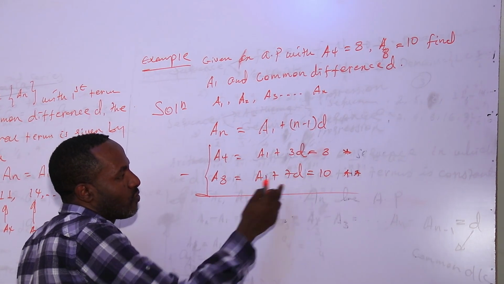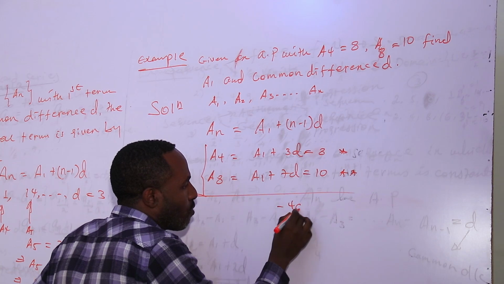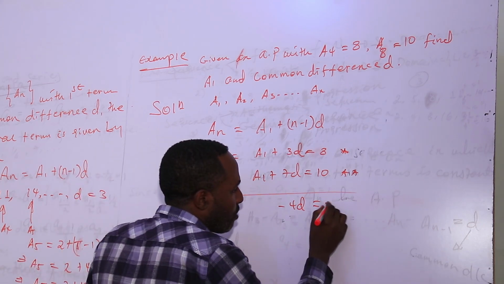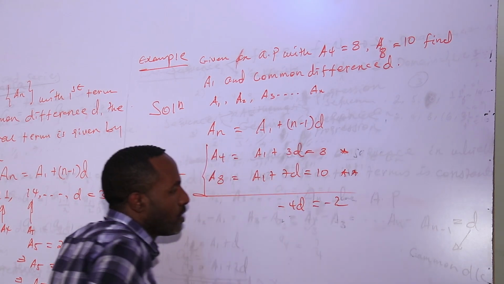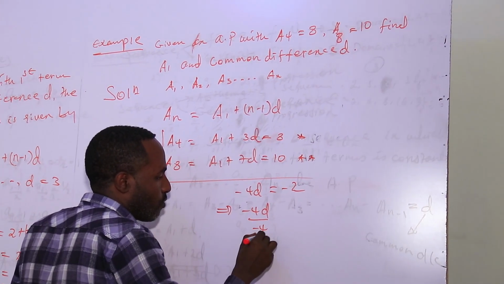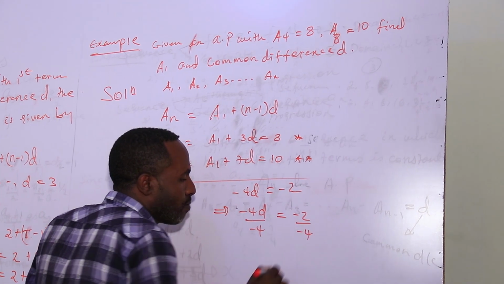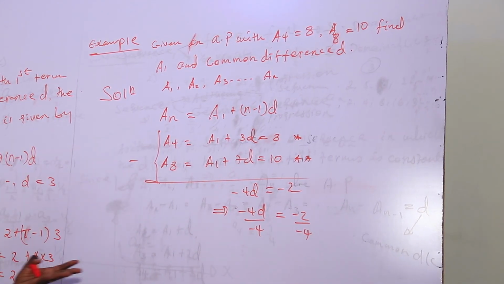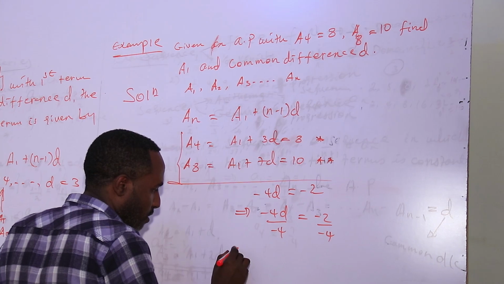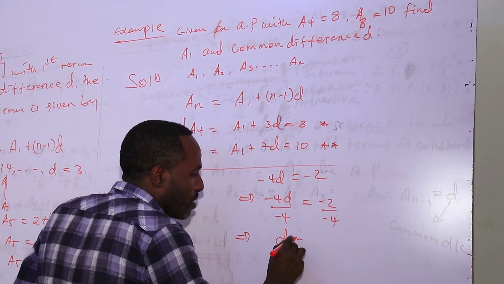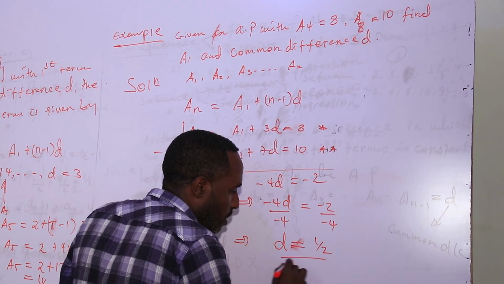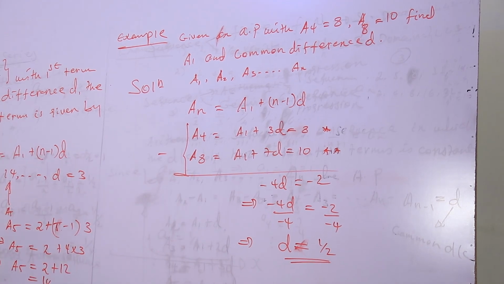So 3D minus 7D gives minus 4D, which equals 8 minus 10, which becomes negative 2. So from this information we can divide minus 4D over minus 4 equals minus 2 over minus 4, which means dividing both sides of the equation by the non-zero number, negative 4. This implies that the common difference D of the arithmetic progression is 1 over 2. Negative 4 by negative 4 is cancelled out.